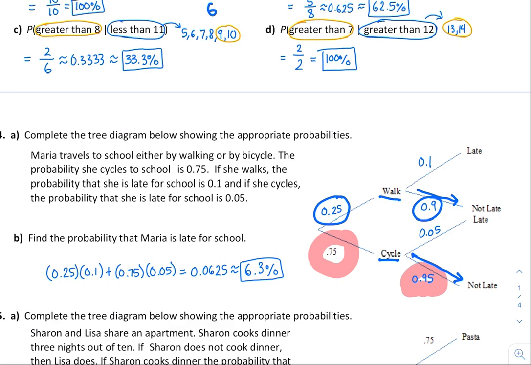So we gotta do 0.25 times, oh, sorry. That's if she's not late. Both of these are if she's not late. They should be this if she's late. Sorry. So let's recap. She can walk and she could be late, so 0.25 times 0.1, and she can cycle and she could be late, so 0.75 times 0.05. So you guys multiply each compartment together, add them together, and you get 0.0625, which is 6.3%.